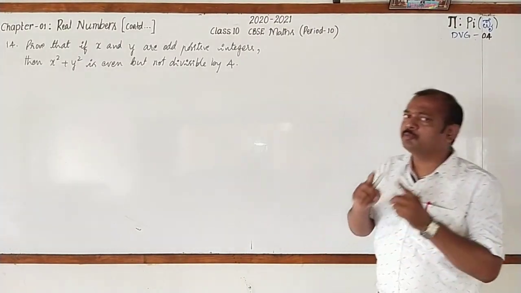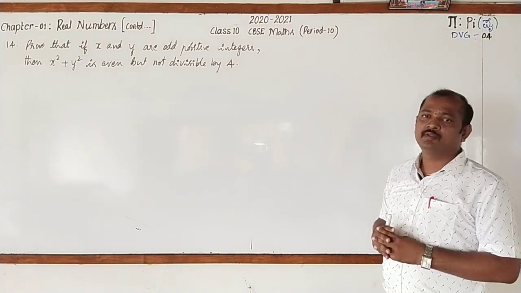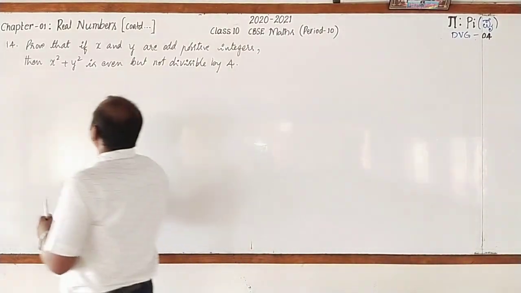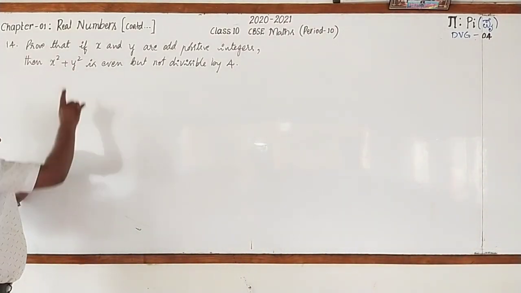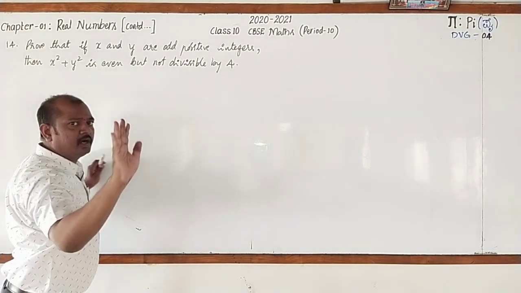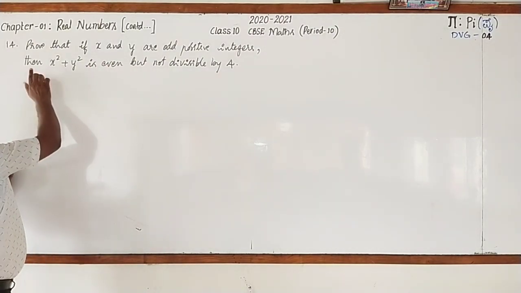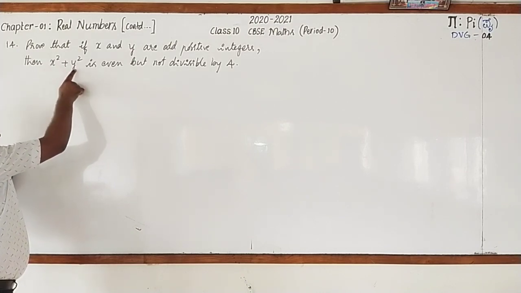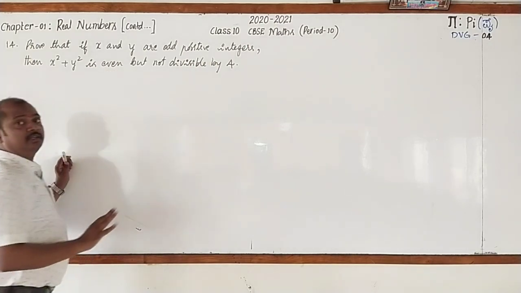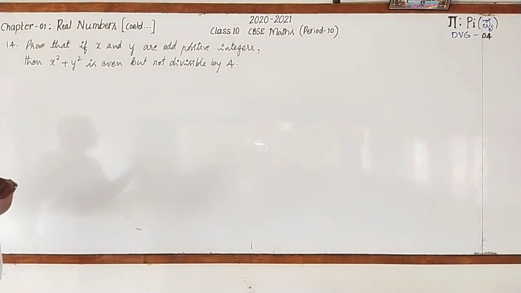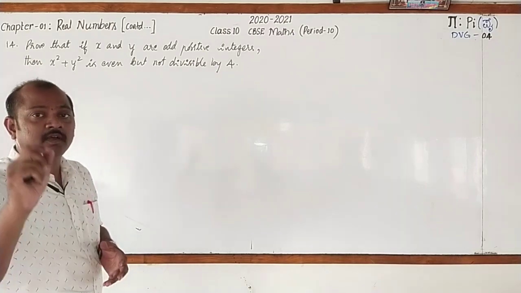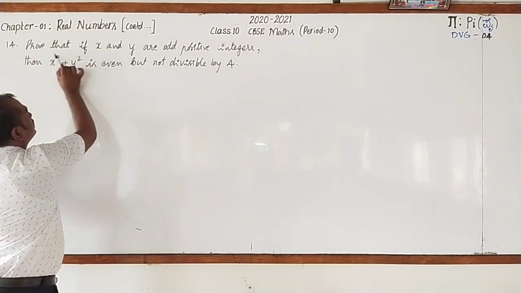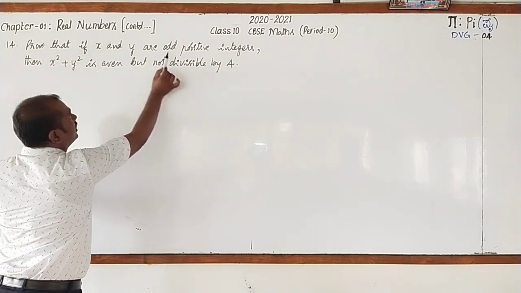Dear students, we are moving to another important type of problem, and it is also very simple. Go through that 14th one. It is, prove that if x and y are odd positive integers, then x square plus y square is even but not divisible by 4. Don't you feel that it is easier? 100% it is easier. Look here. Prove that if x and y are odd positive integers.